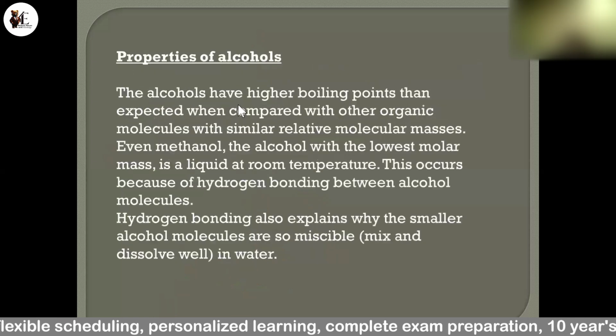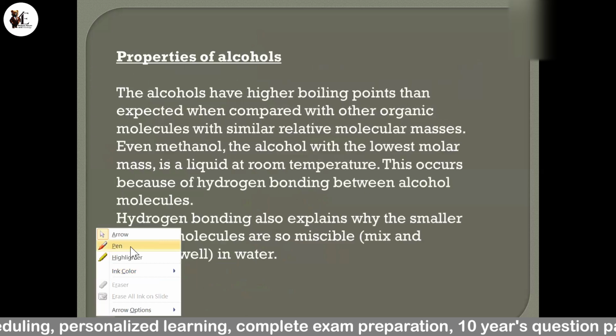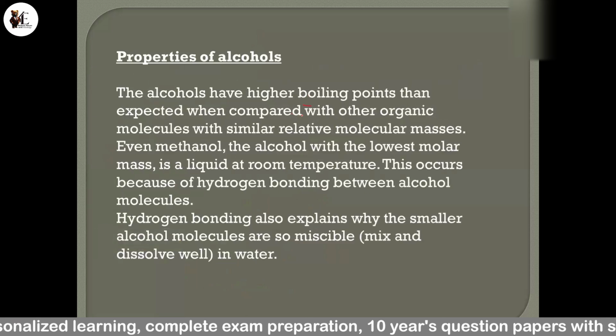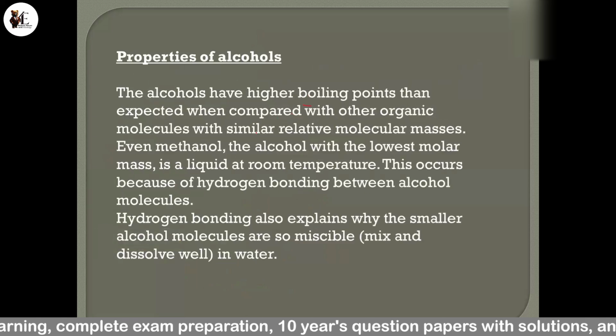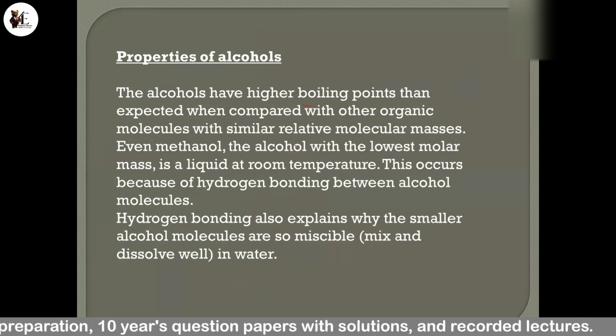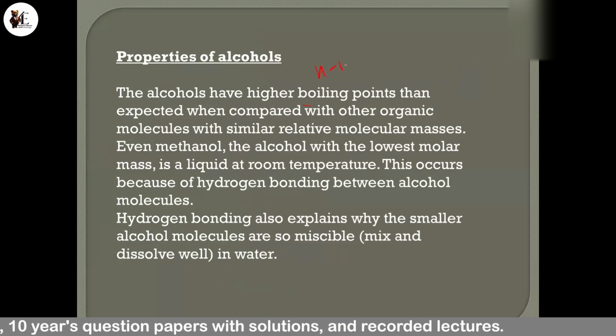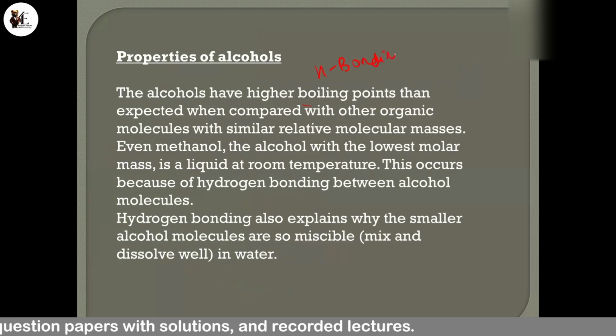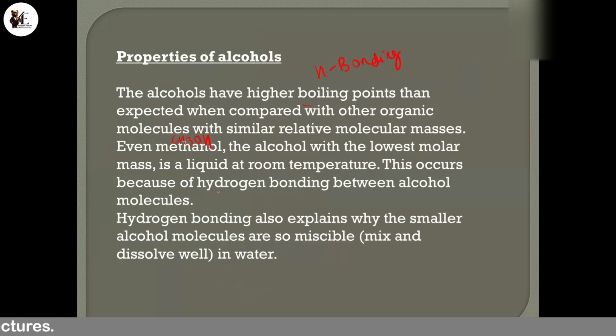Yes. The next topic is the properties of alcohols. They have higher boiling points, as expected, compared to alkanes with similar relative molecular masses. Why do they have higher boiling points? Because of hydrogen bonding. Even methanol, the alcohol with the lowest molecular mass, just CH3OH, is a liquid at room temperature. This occurs because of hydrogen bonding between alcohol molecules.